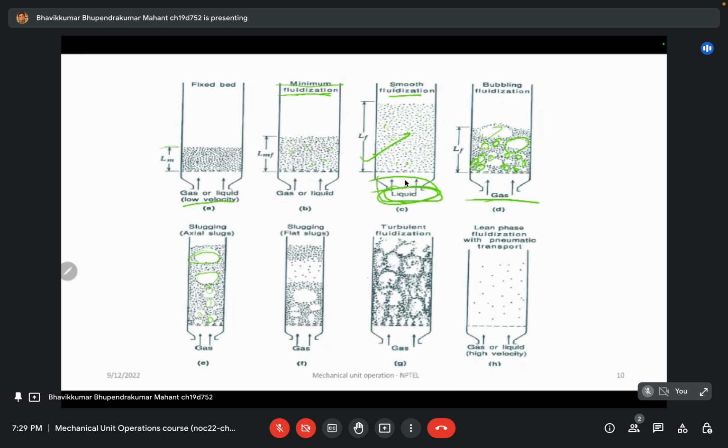So at an even higher gas flow rate, the bubbling fluidization can be converted into slugging fluidization, or you can get slugging. Here in slugging, different configurations are also there. If you further increase the flow rate, there will be many void sections in between the packed bed. These are known as flat slugs. If you increase the flow rate further, turbulent fluidization happens.